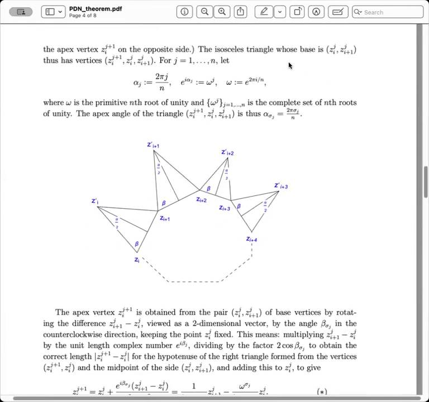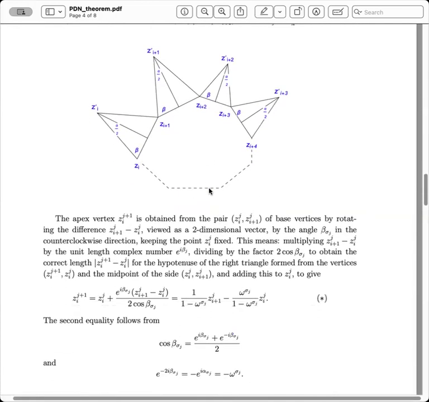So the isosceles triangle, whose base is the i plus 1th side of the jth polygon, has vertices z superscript j plus 1, i and z_i^j, z_{i+1}^j. So this diagram omits the superscripts because this could apply at any stage of the construction. Now the vertex z_i^{j+1}, for instance, this one, which is just denoted z_i prime because the superscript is suppressed.